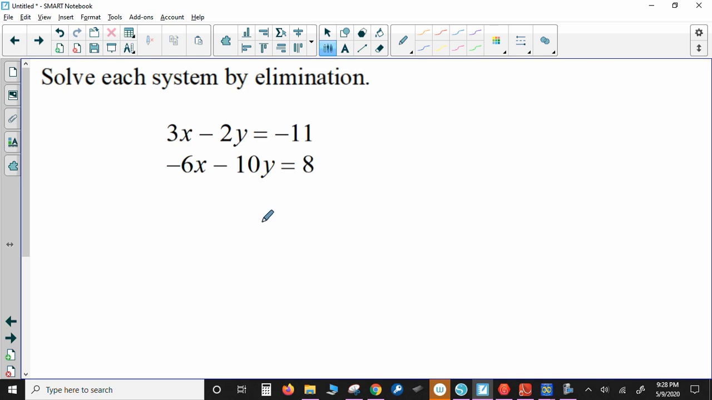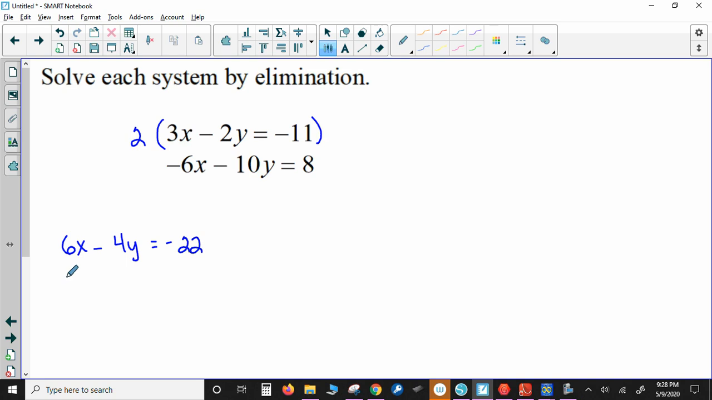I want to get my coefficients to be the same number but opposite signs for one of my coefficients. So I see already that my x's have one positive and one negative. So I like that. Also, I notice that 3 and 6 have a connection. If I double 3, that's going to give me 6. So what I'm going to do is multiply this entire top equation by 2, okay? So 2 times 3x is 6x. 2 times negative 2y is negative 4y. And 2 times negative 11 is negative 22. Don't forget, you have to do everything to both sides of the equal sign.